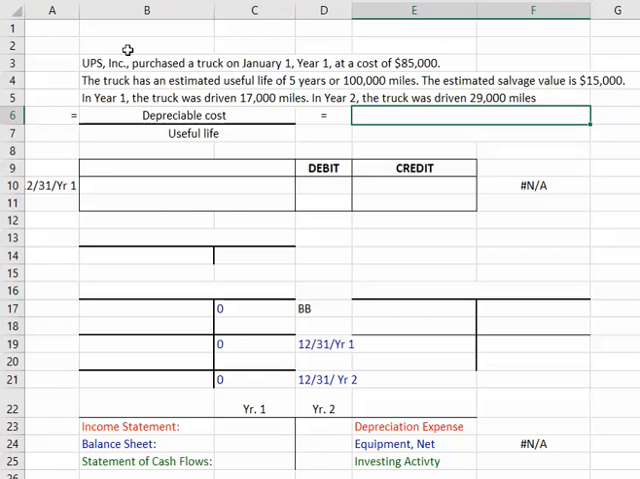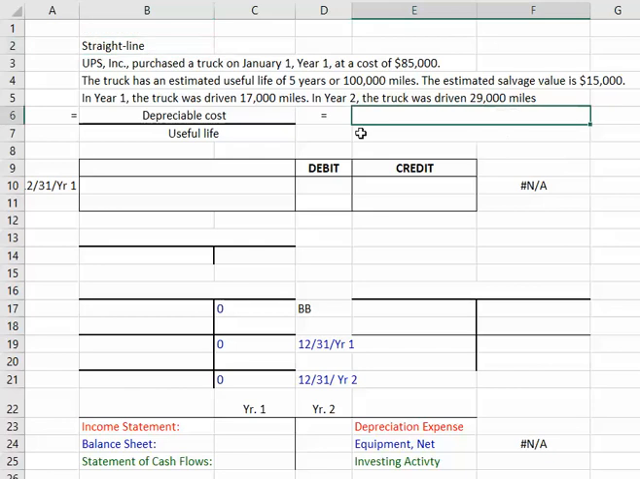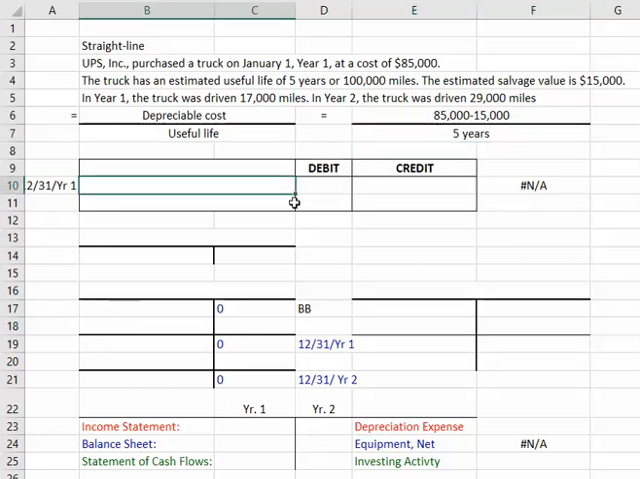Now we're going to use straight line in this example. Straight line, you take the cost of your asset minus your salvage value. So we take our cost of $85,000 minus our $15,000, and then divide it by the life, which is 5 years. So every year we're going to reduce the asset by debiting depreciation expense and crediting accumulated depreciation.